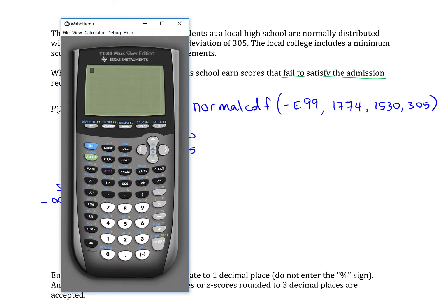So we'll use the calculator to come up with this probability. It's second and distribution, normal CDF. And if I hit second and comma, that will give me the E. Oh, although I need a negative in there first. So negative E to the 99th, 1774, 1530, and 305. So that's 0.7881.